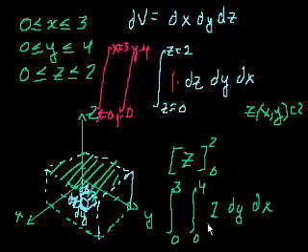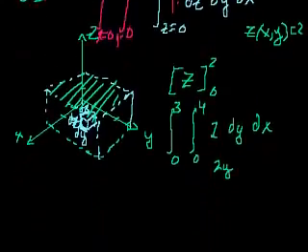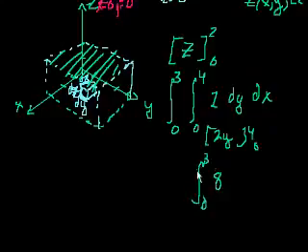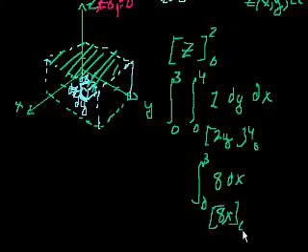But anyway, to evaluate this, you could take the antiderivative of this with respect to y. You get 2y, evaluating that at 4 and 0. And so you get 2 times 4, so it's 8 minus 0. And then you integrate that with respect to x from 0 to 3. So that's 8x from 0 to 3, which will be equal to 24 units cubed.